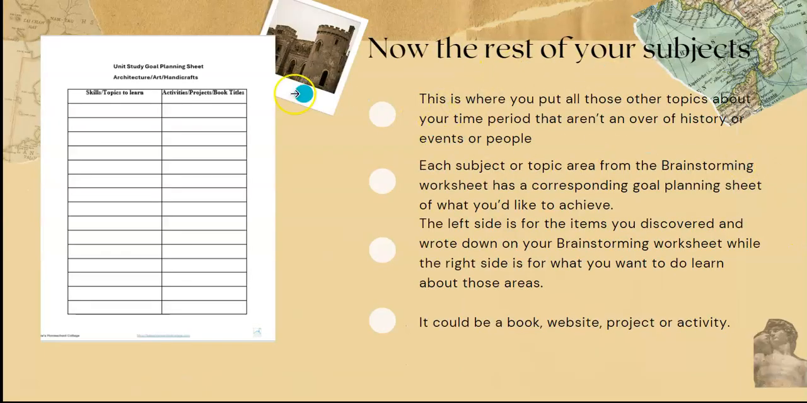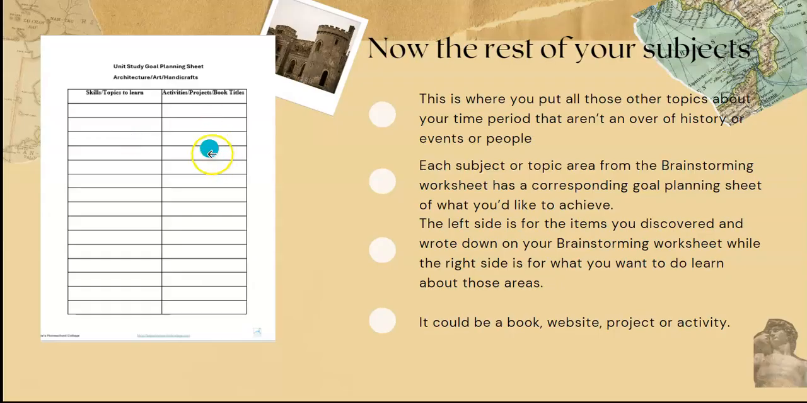Now, for the rest of the subjects, you might have something like architecture, art, and handicrafts. And this is where you put all the other topics about your time period. So I have a page for each of these different areas about the time period that you saw in the bubbles on the brainstorming sheet. And here you can just put things that might have to do with, for instance, architecture, with the Parthenon or the Colosseum or castles, things that were built in a certain way during those time periods.